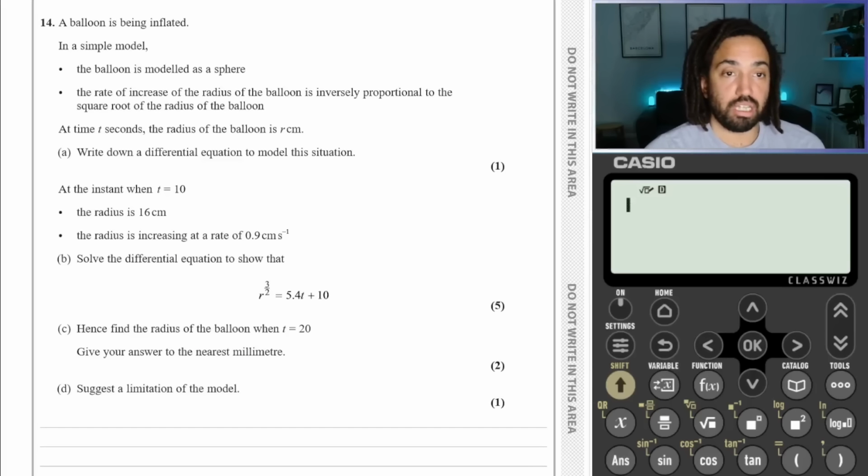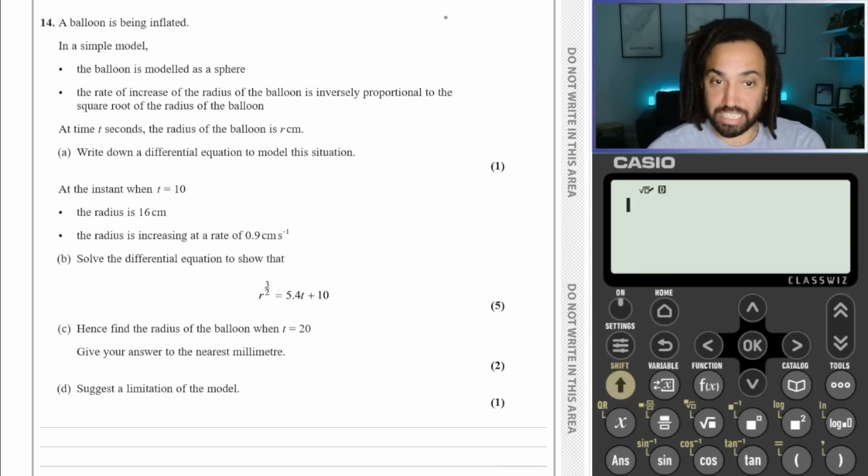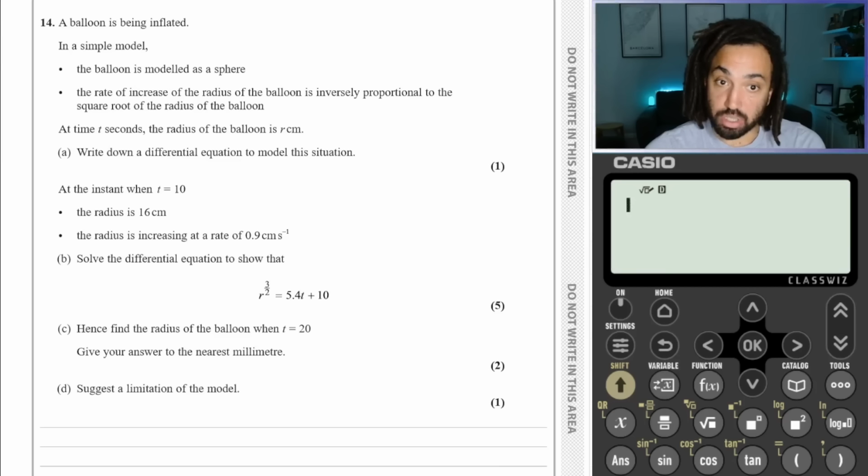Question 14. A balloon is being inflated. In this simple model, the balloon is modelled as a sphere, and the rate of increase of the radius of the balloon is inversely proportional to the square root of the radius of the balloon. Easy for you to say. At t seconds, the radius of the balloon is r. Write down a differential equation to model this situation. Okay, well that's not a lot to go on, is it?